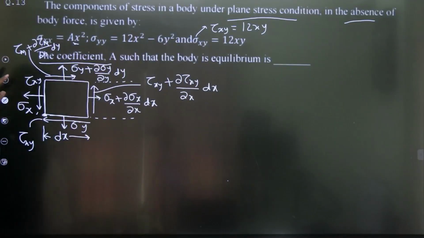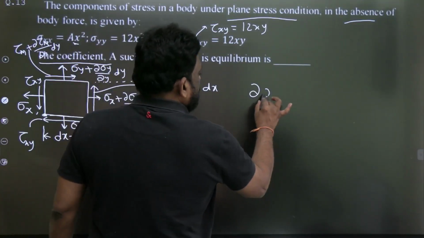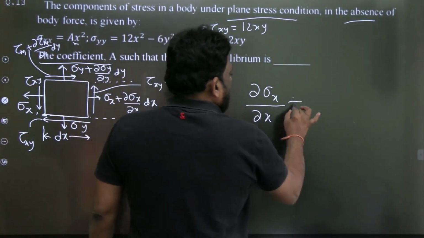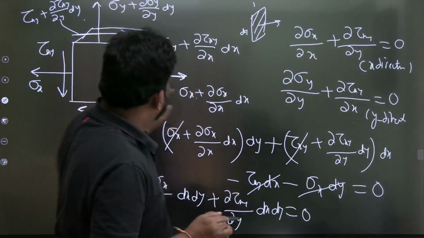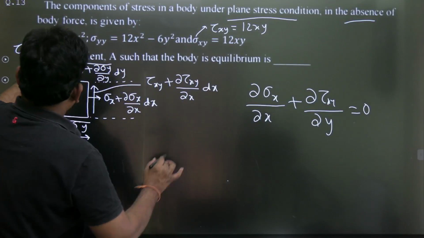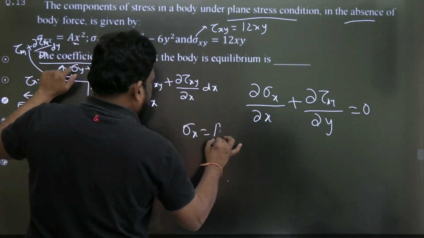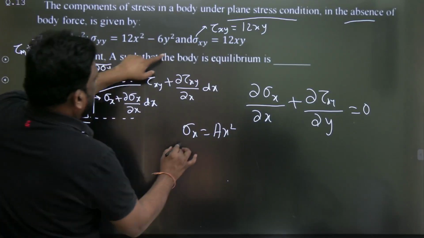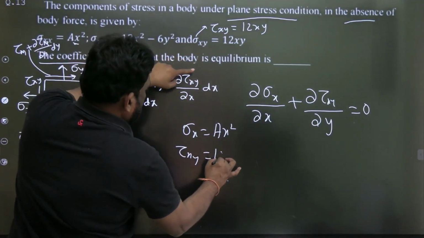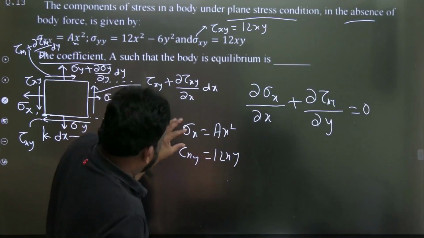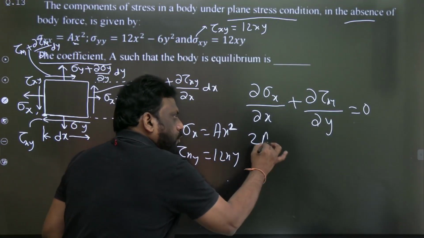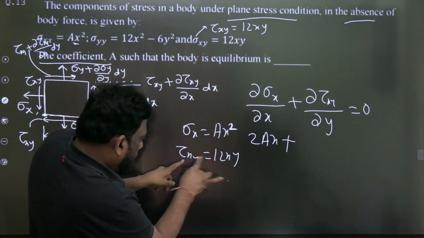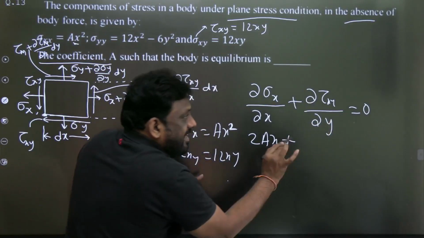So let us put it here. Look, once again, what was the equation? Dou sigma x by dou x plus dou tau xy by dou y is equal to 0. Let me check, is it correct? Yes. Now look, sigma x is given as ax square in the problem, and tau xy is given as 12xy. So what is dou sigma x by dou x? Differentiate with respect to x. So ax square will become 2ax, plus dou tau by dou y. Whenever you are differentiating partially, the other variable is treated as a constant.